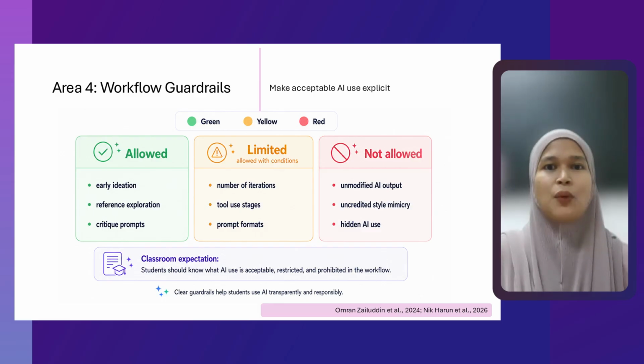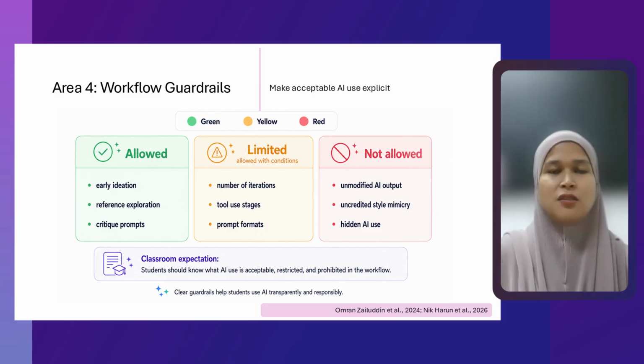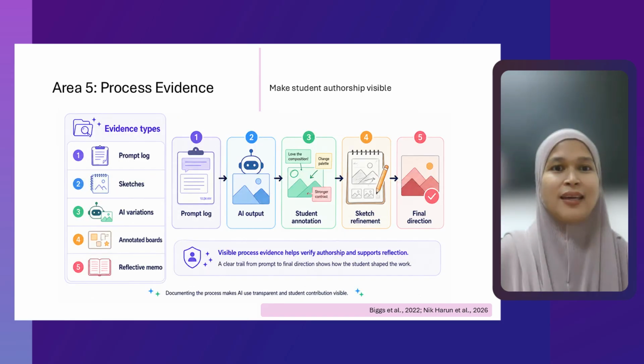Similarly, students may be required to disclose their prompts and explain how AI outputs were transformed. Guardrails help prevent aimless generation and over-reliance. They also help students understand that AI use must be intentional, documented, and connected to the learning objectives of the course. The fifth area is process evidence.